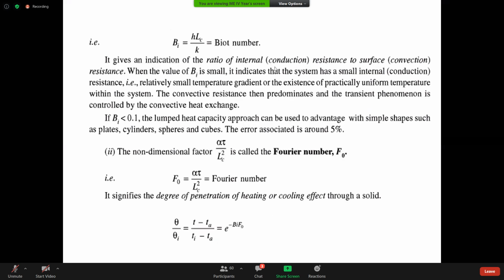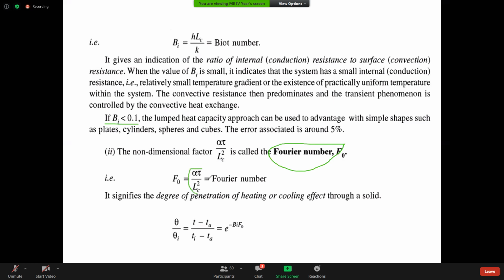Next, what is the Biot number? It is the ratio of internal conduction resistance to the surface convective resistance. That is the definition, and the significance is given here. If the Biot number is less than 0.1, as I said, that is lumped heat capacity. And there is the Fourier number. Another two non-dimensional numbers we use in unsteady state conduction are the Biot number and the Fourier number. Unless you know these two, you cannot do the problem.